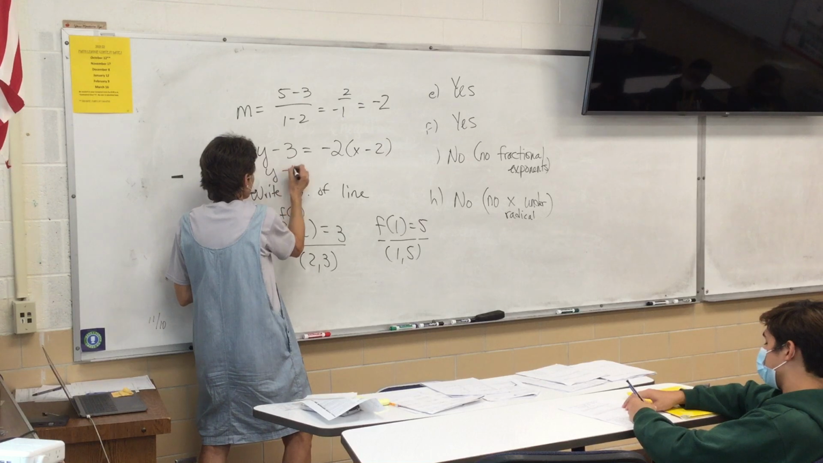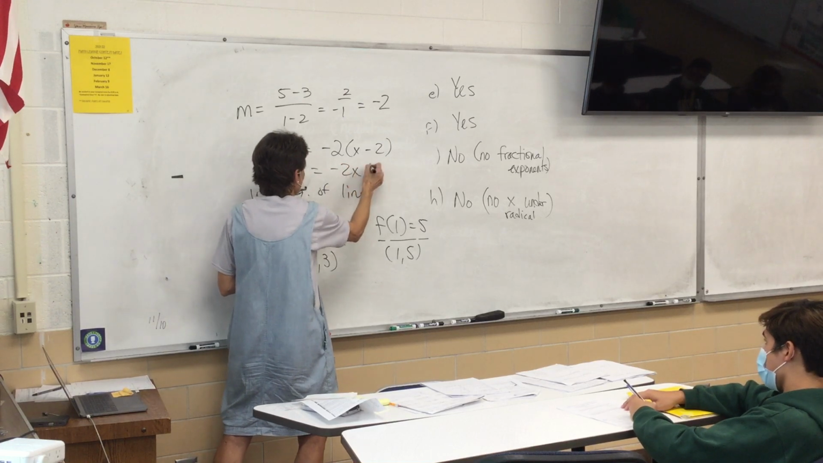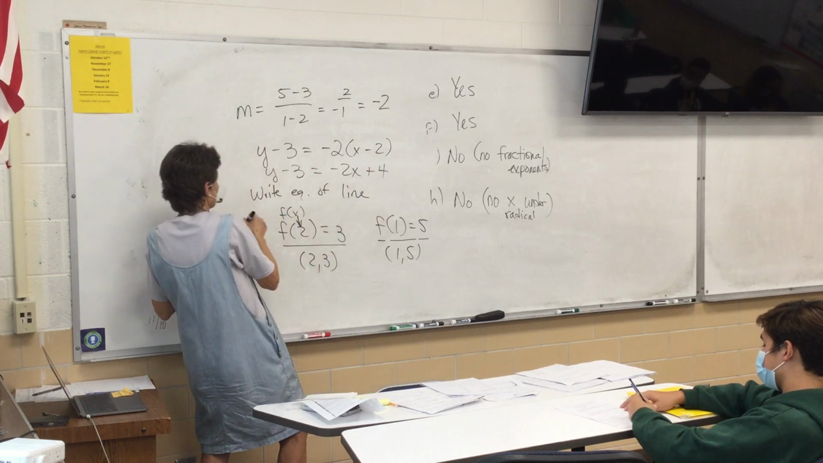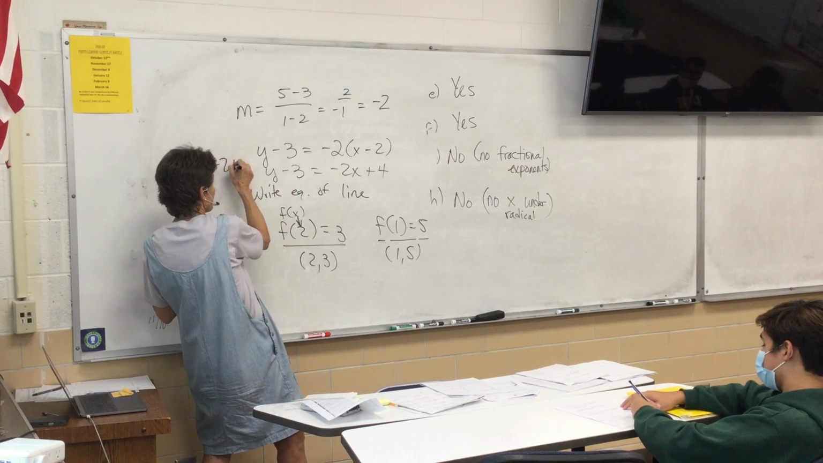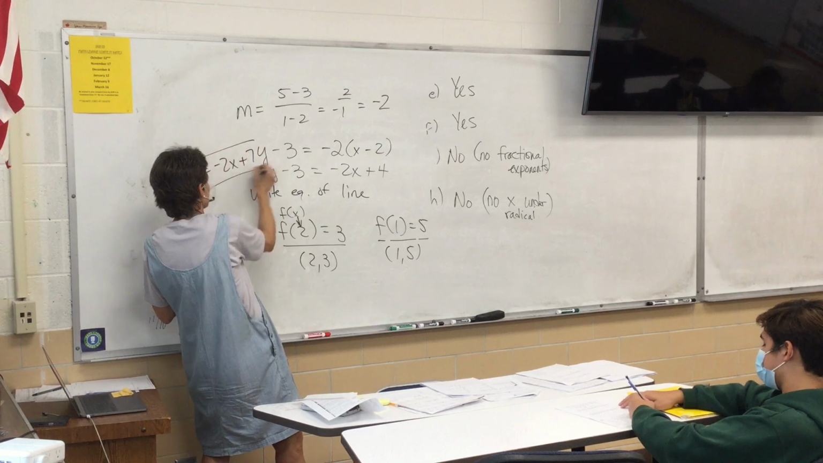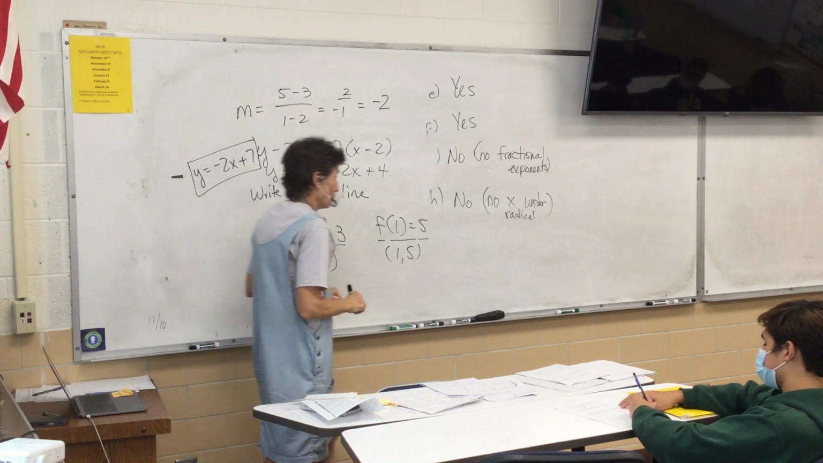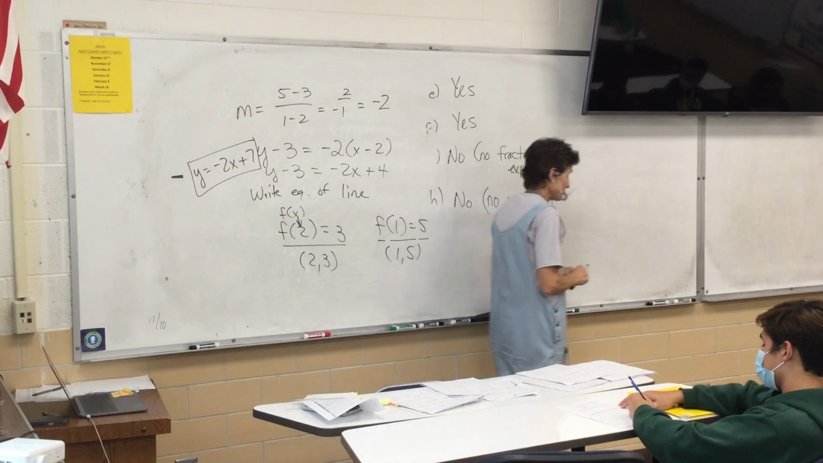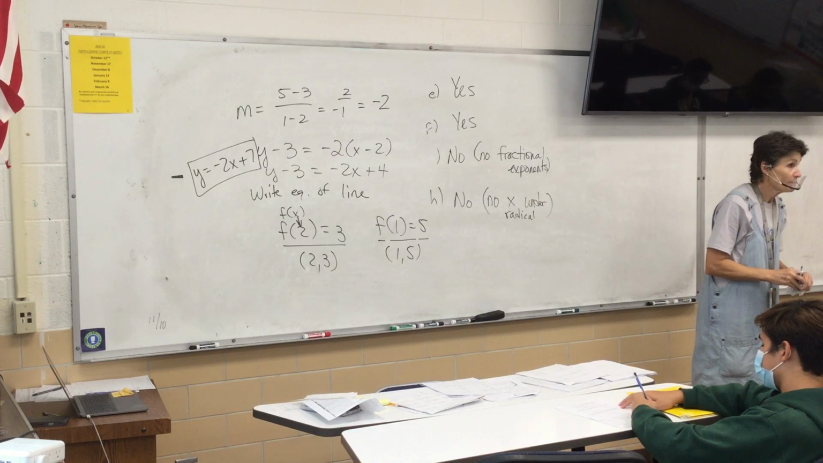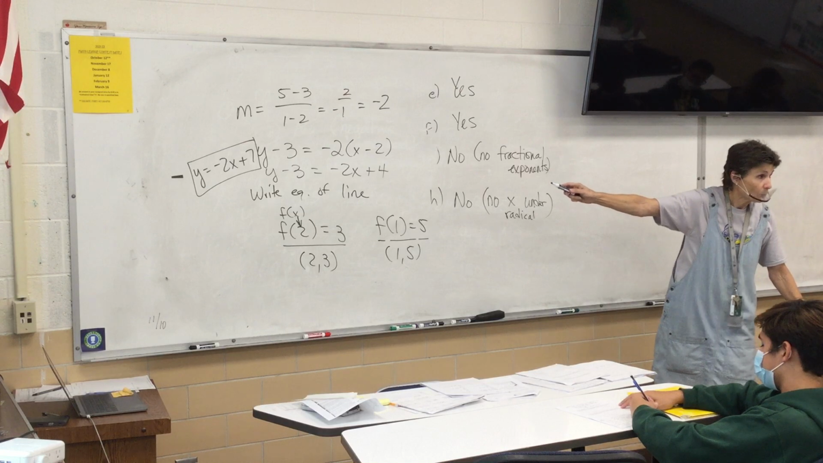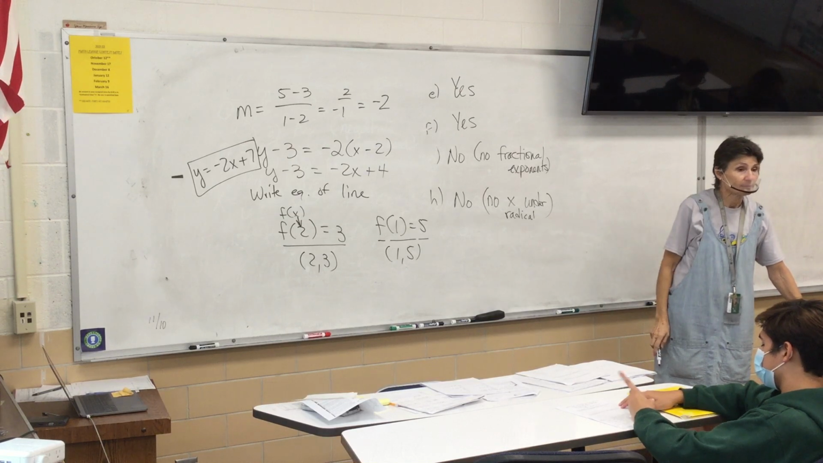So y minus 3 equals -2x plus 4. So my function is y equals -2x plus 7. When I said, how do you write the equation of a line? A bunch of you said y equals mx plus b. Isn't that what I got there? Y equals mx plus b.